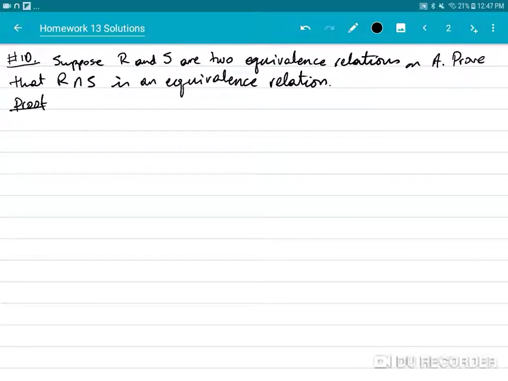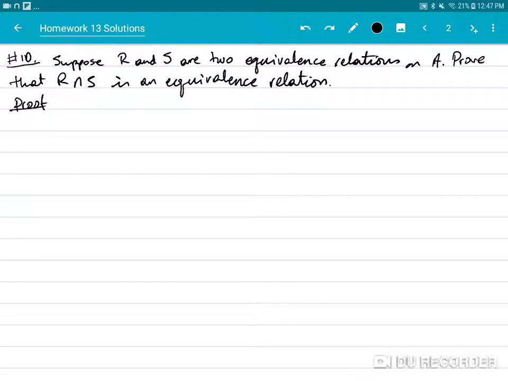All right, this is another one on equivalence relations. We're given two equivalence relations, R and S, on a set A, okay? And we want to prove that the intersection of these two equivalence relations is also an equivalence relation. So we need to show that R intersection S is reflexive, symmetric, and transitive.